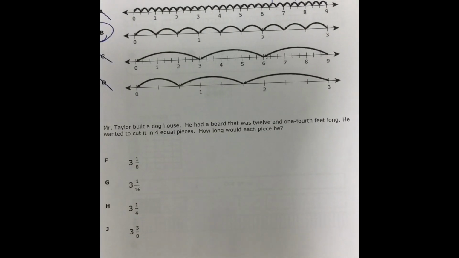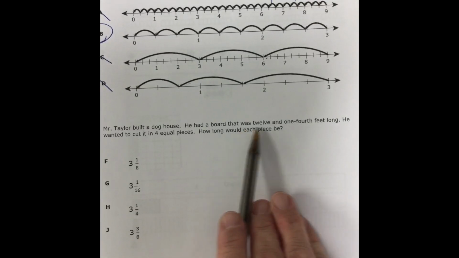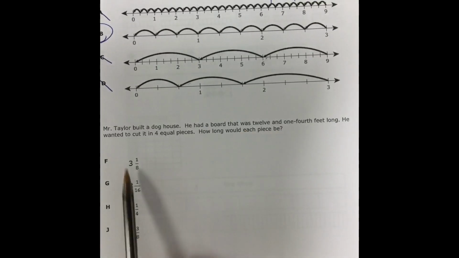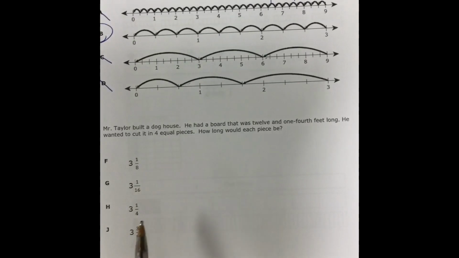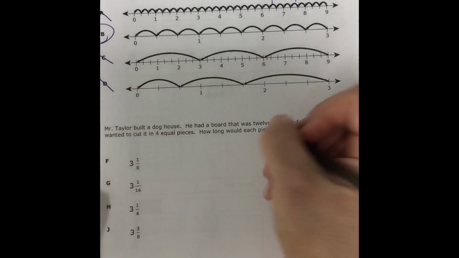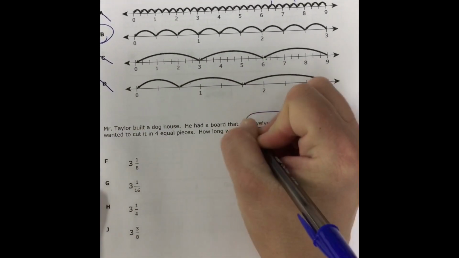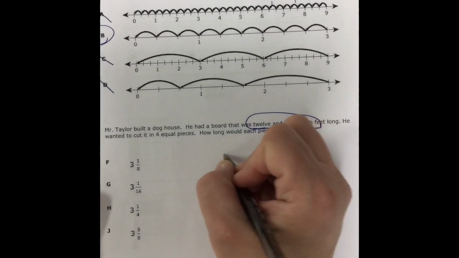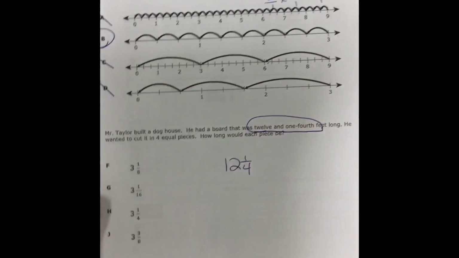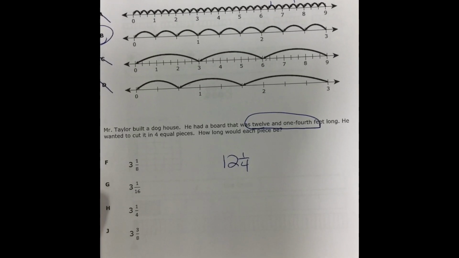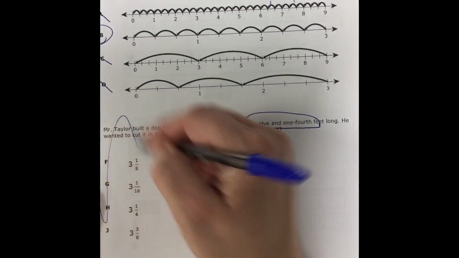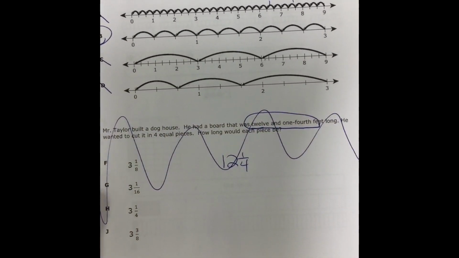Mr. Taylor built a doghouse. He had a board that was 12 1/4 feet long. He wanted to cut it into 4 equal pieces. Okay, it says 12 1/4. In 5th grade, we do not do improper fractions divided by a whole number. So I'm going to mark that one out because that is not a 5th grade problem.